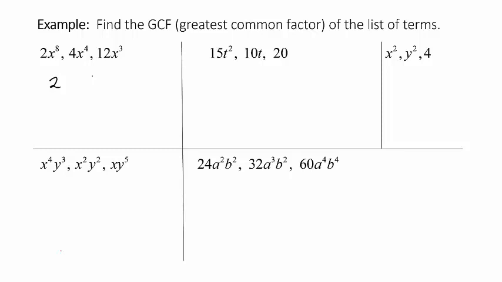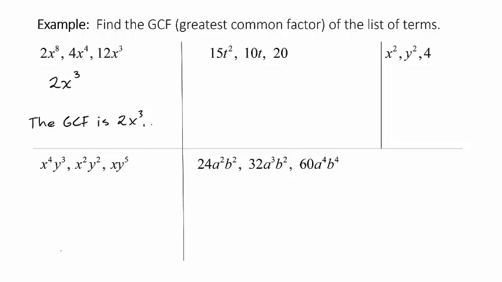And then amongst the variables, we have x to the 8th, x to the 4th, and x cubed. Okay, so what do all of those variables have in common? Well, they have x cubed in common, right? So since there are 8 x's in the first term and 4 in the second and 3 in the third, we know there's at least 3 in each of them, right? So we're going to have 2x cubed as our GCF. The GCF is 2x cubed.